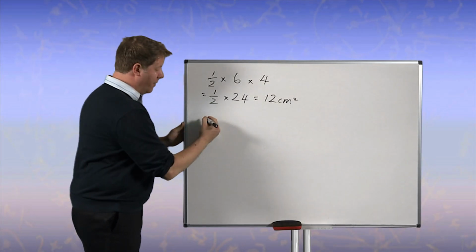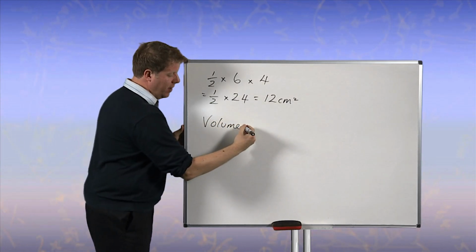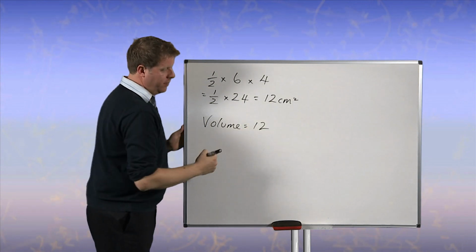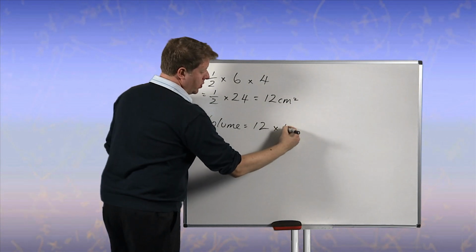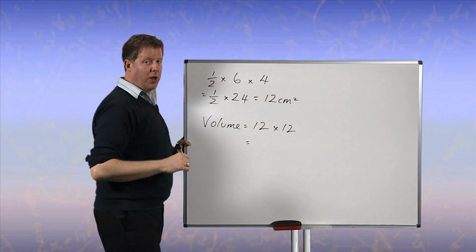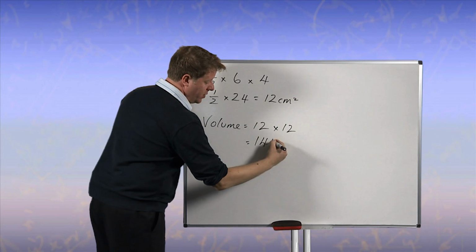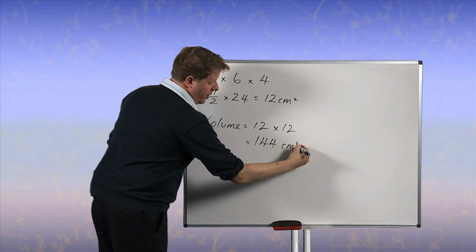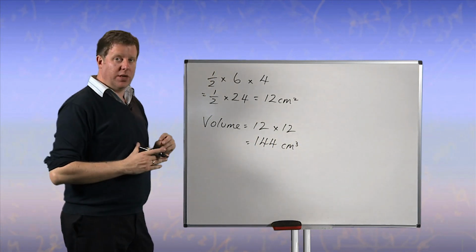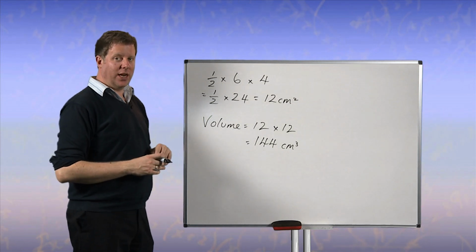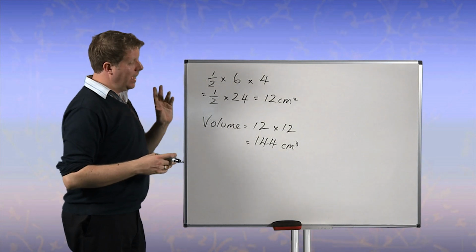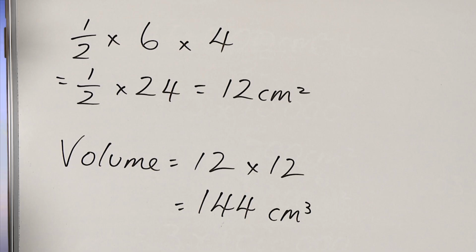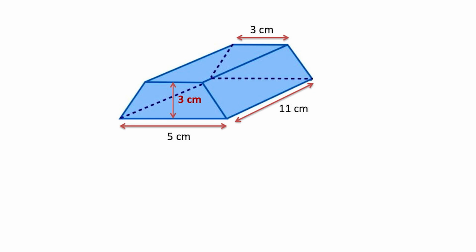So when it comes to working out the volume, we simply take the area of that triangle, 12, and multiply it by the length of the prism, which in this case was also 12. So 12 multiplied by 12, you should know, gives us 144. And notice my units, centimeters cubed, because it's a volume that we've just calculated. So all we did there was to work out the area of the shape on the end and multiply it by the length. And we're going to do the same now with another example.